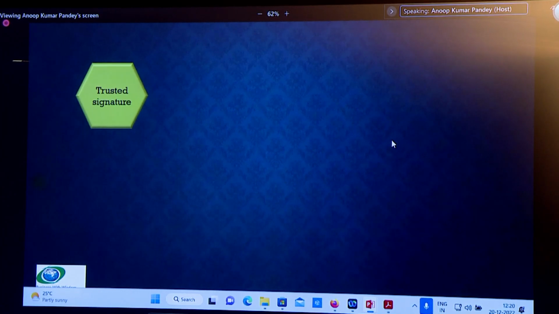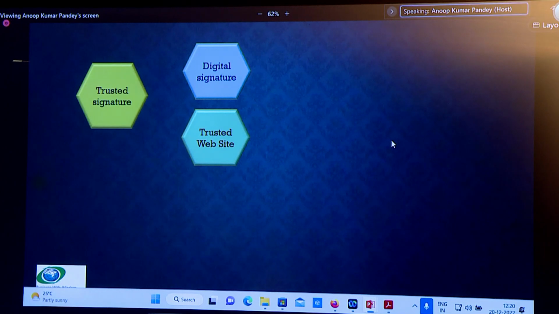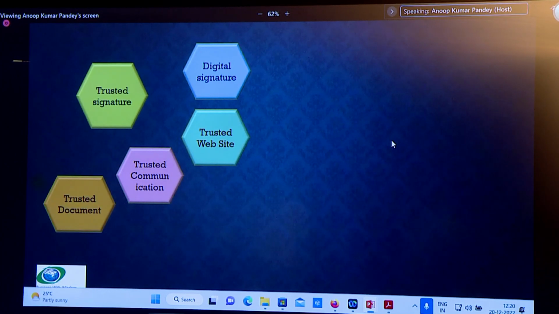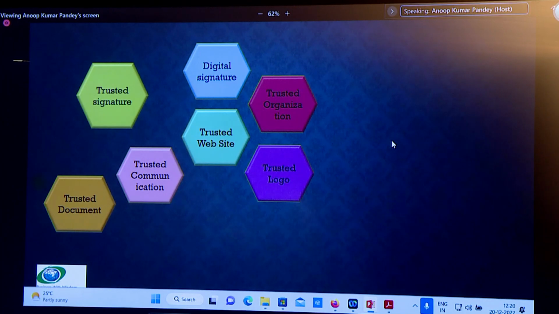So when you come to a trusted signature or a certificate, there are different types of certificates available. A digital signature is what we are currently doing. A trusted website is another one. Trusted communication is where we talk about SSLs and all. We have a trusted document, the document signer or code signing that we are looking into. There are trusted organizations, because a lot of sites we have are phishing sites. So how do we trust that a site is correct or not? That's where the trusted site comes in. Logo is another one, where people copy things, the copyright, all those things come in. So these all need to be trusted.